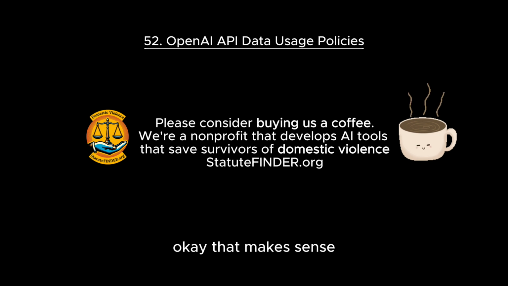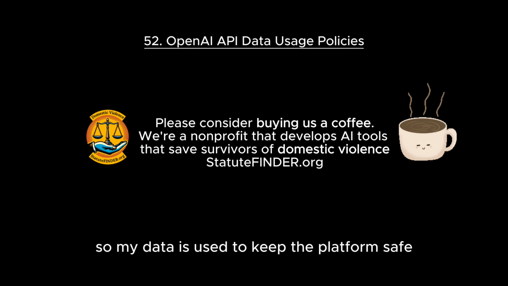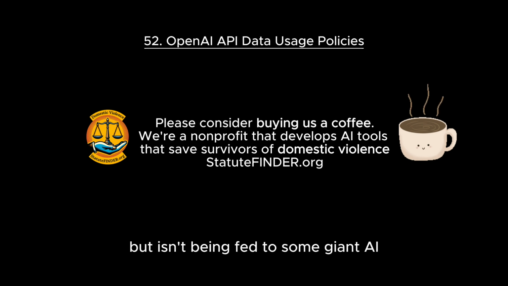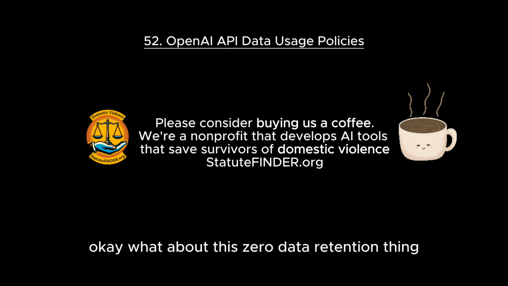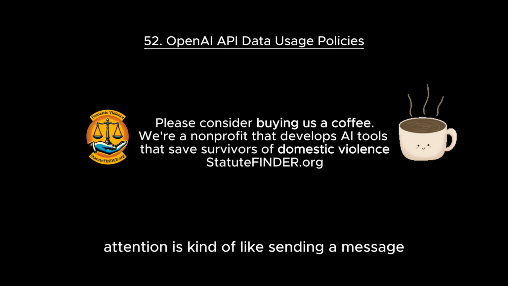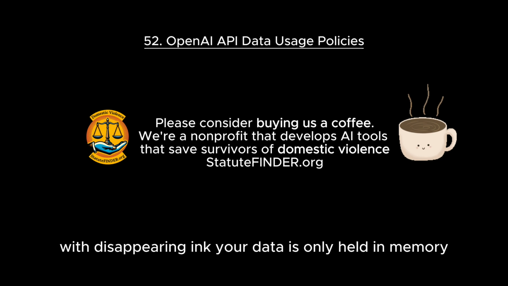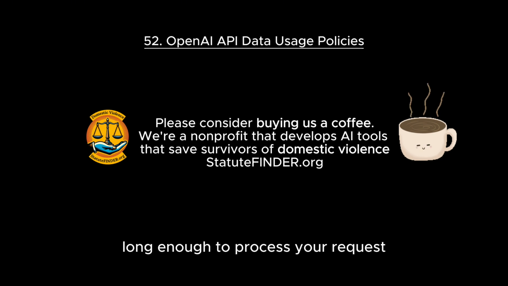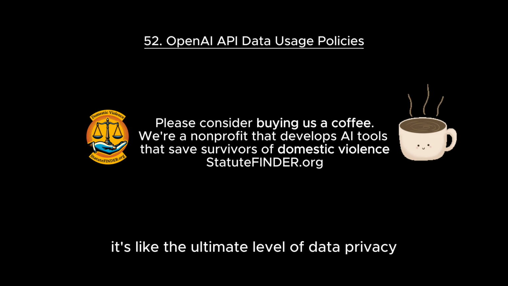Okay, that makes sense. So my data is used to keep the platform safe, but isn't being fed to some giant AI training machine without my permission. Okay, what about this zero data retention thing I saw in the document? What is that all about? Yeah, zero data retention is kind of like sending a message with disappearing ink. Your data is only held in memory long enough to process your request, and it's never logged or stored anywhere. It's like the ultimate level of data privacy.